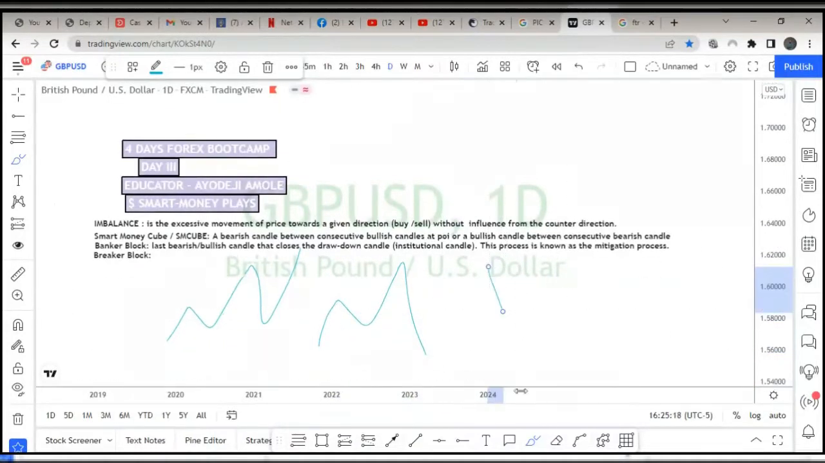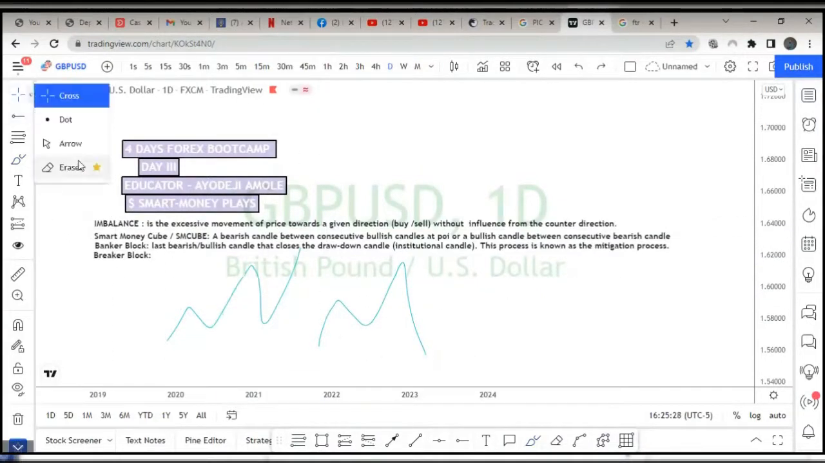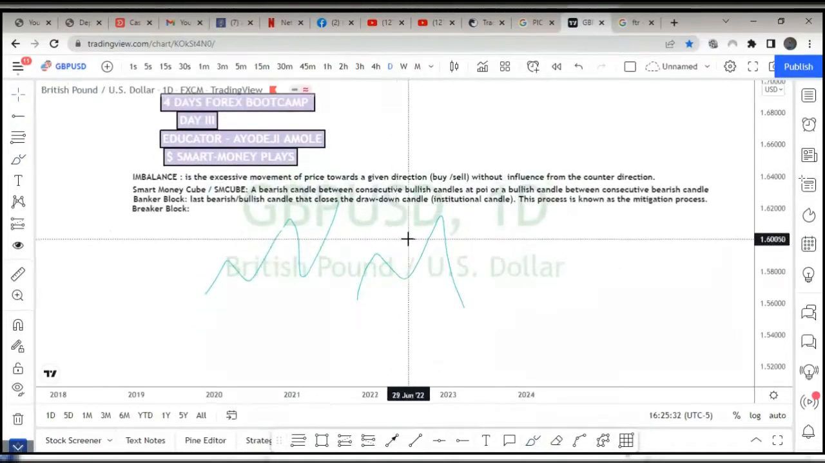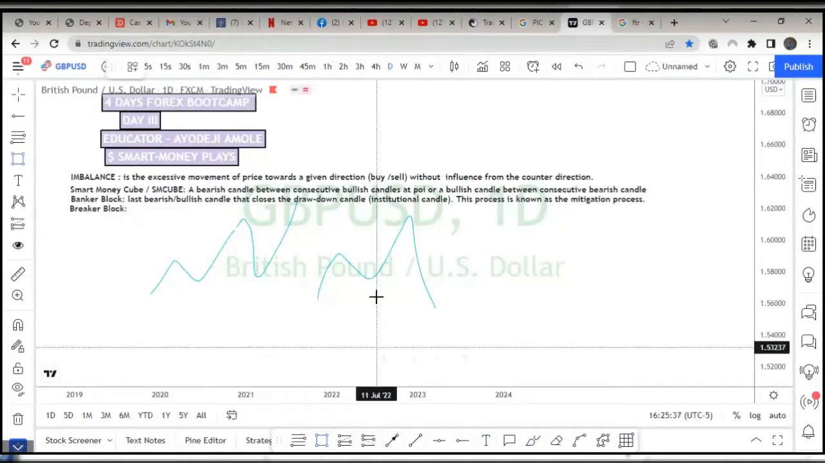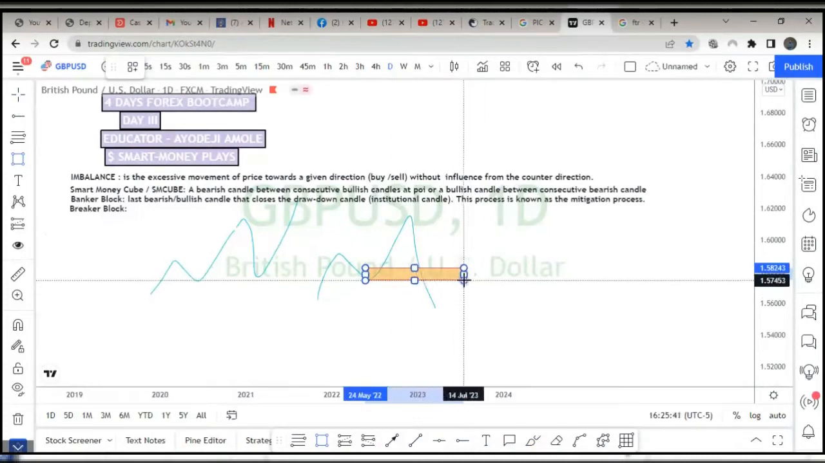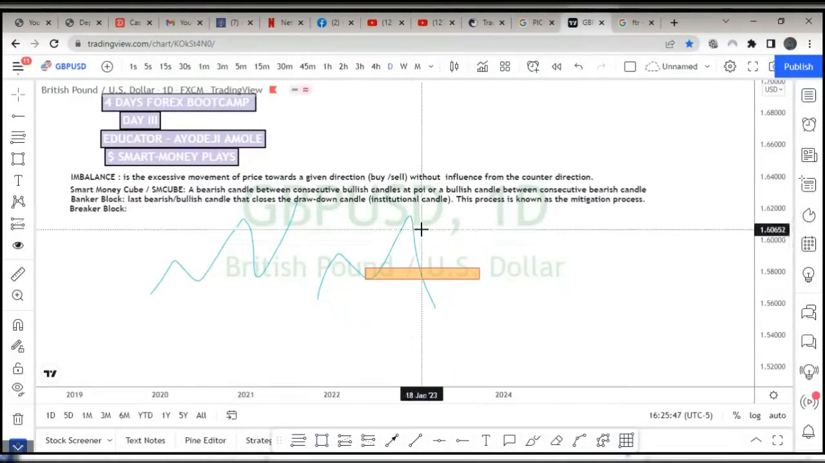Have you seen this before in the markets? Where you'd be expecting, you would have envisaged that this place would be your POI. But then this guy will just pin it down. Just pin it down.